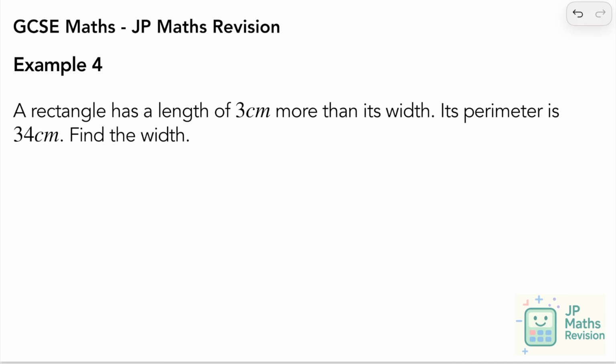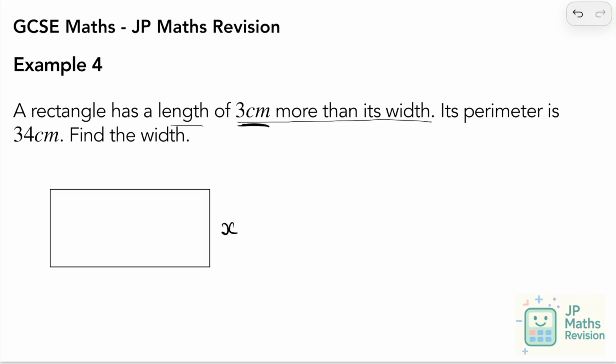So this example, we have a rectangle and it has a length of 3 centimetres more than its width. The perimeter is 34 and we therefore need to find the width. So this one, I would start by drawing a picture of the rectangle. The length is 3 centimetres more than its width. So the problem is I don't know what the width is. So if I just call the width x, then the length is going to be 3 centimetres more than whatever x is. So I'm going to say the length is x plus 3.